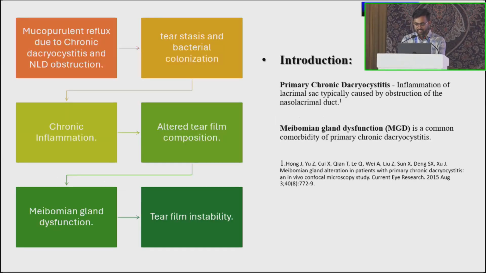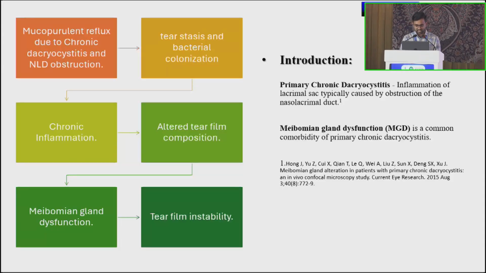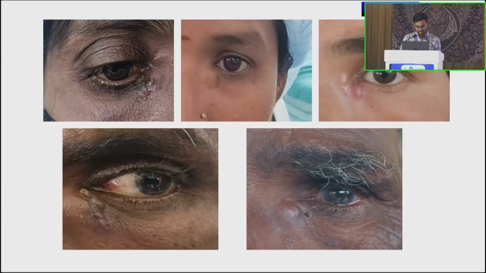Primary chronic dacryocystitis is defined as inflammation of the lacrimal sac, typically caused by obstruction of the nasolacrimal duct, and meibomian gland dysfunction is a common comorbidity of primary chronic dacryocystitis. This is how meibomian gland dysfunction occurs in PCD: mucopurulent discharge causes chronic inflammation and bacterial colonization, leading to altered tear film composition and meibomian gland dysfunction.